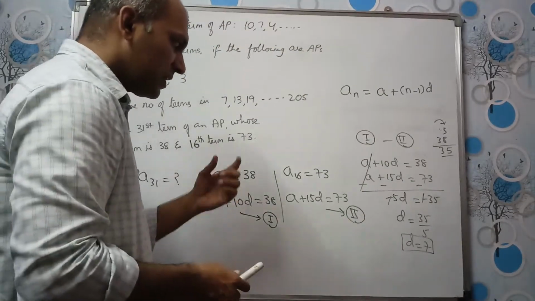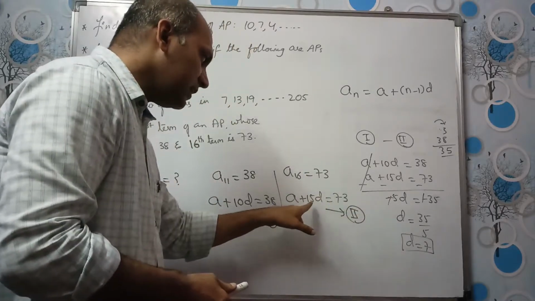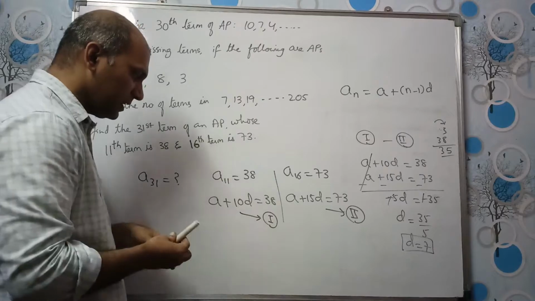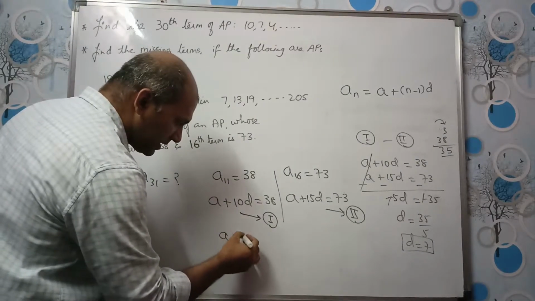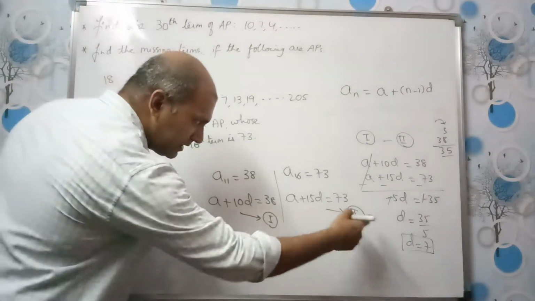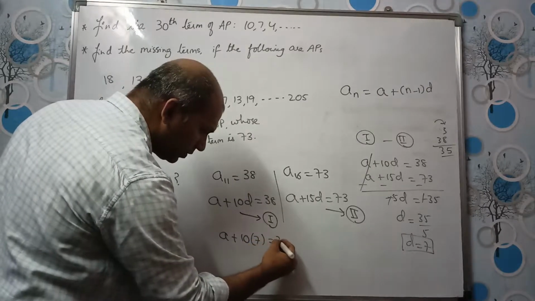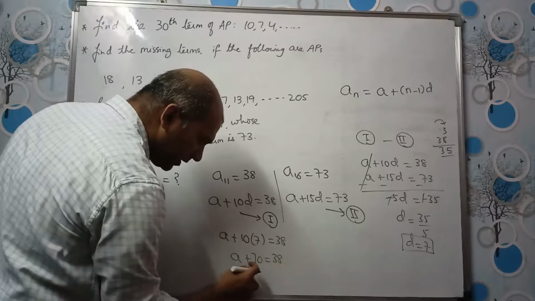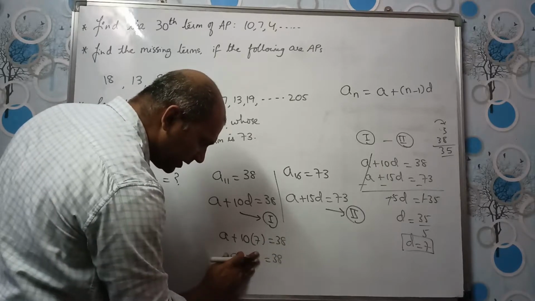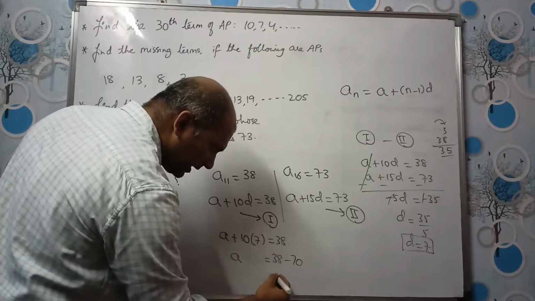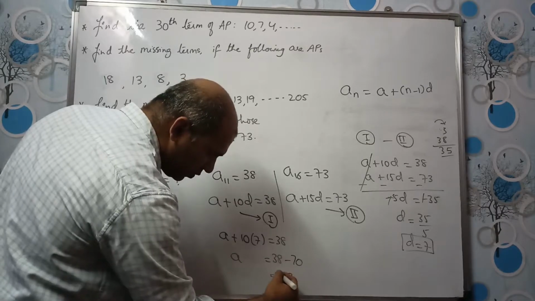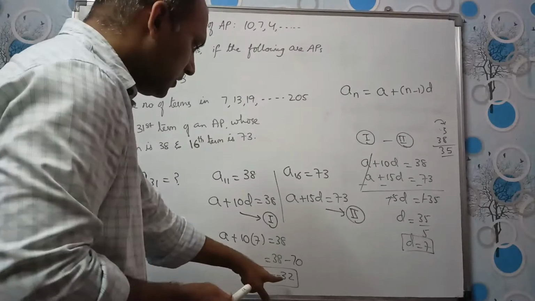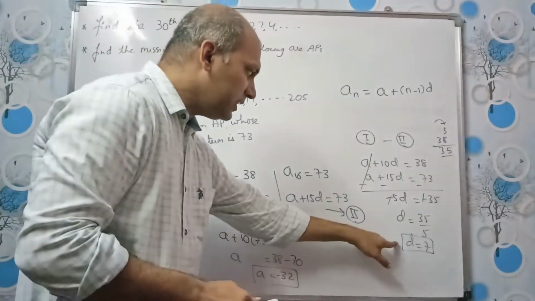Okay. If you substitute D is equal to 7, either in the second equation or first equation, we'll get the value of A. Let us do it here. A plus 10D, D is equal to 7, is equal to 38. So this is A plus 70 is equal to 38. If you want to find the value of A, send 70 on the other side. It will become minus, right? So this is 32 with minus sign. So negative 32. Okay. So A is minus 32, D is 7.